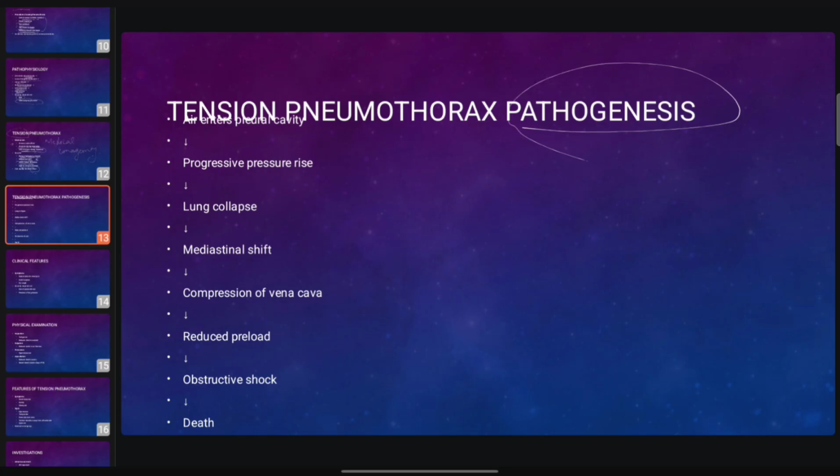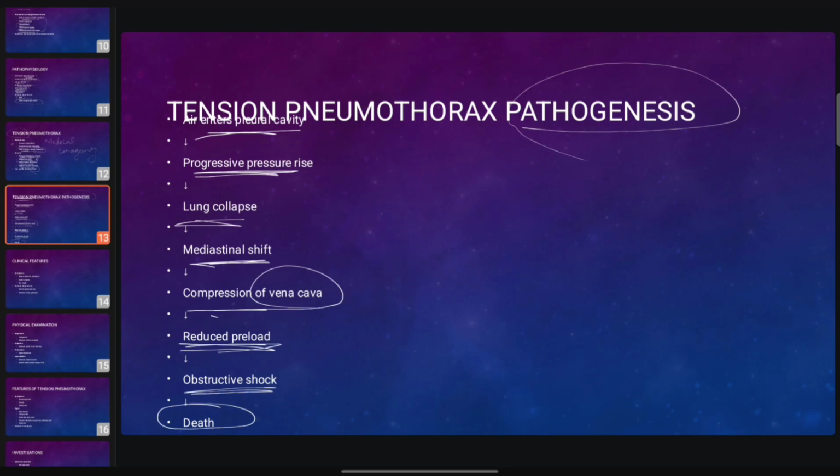What happens in the pathogenesis of this tension pneumothorax is that air enters into the pleural cavity, which results in progressive pressure rise, negative pressure is lost, positive pressure builds up, and lung collapses, and mediastinal shift occurs, and then compression of vena cava, which results in reduced preload and obstructive shock, and this obstructive shock results in death.